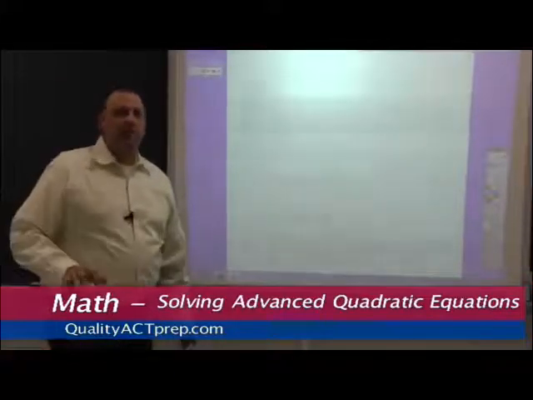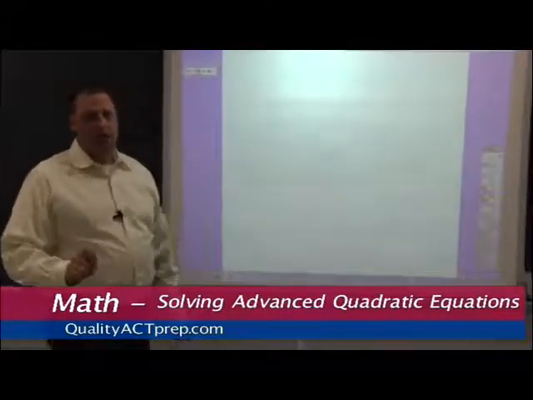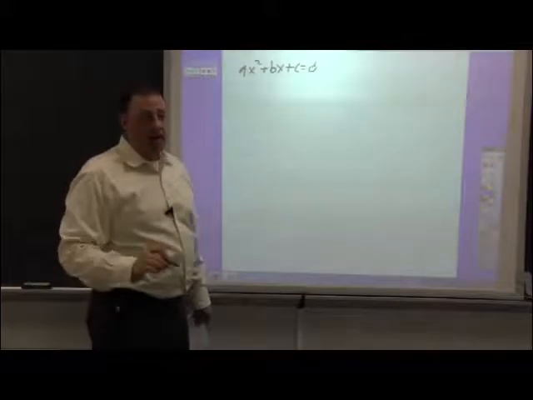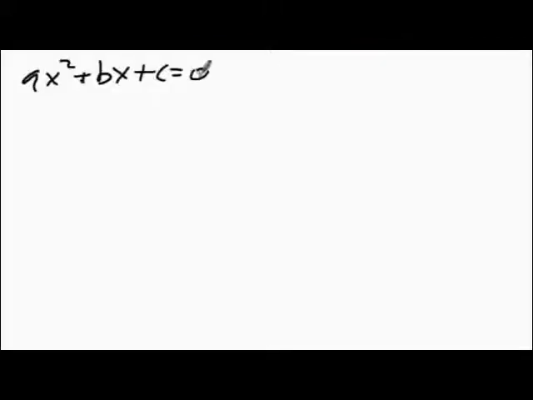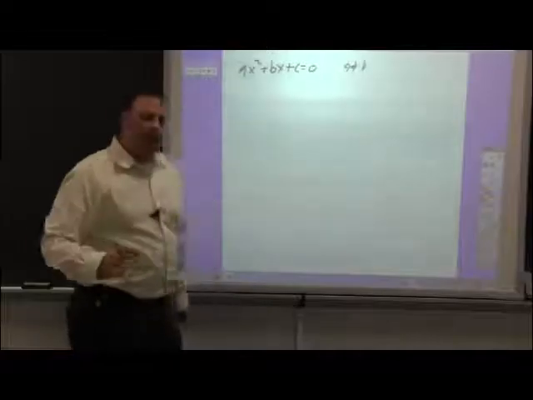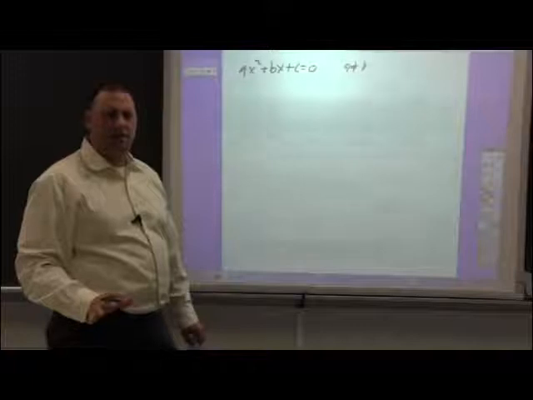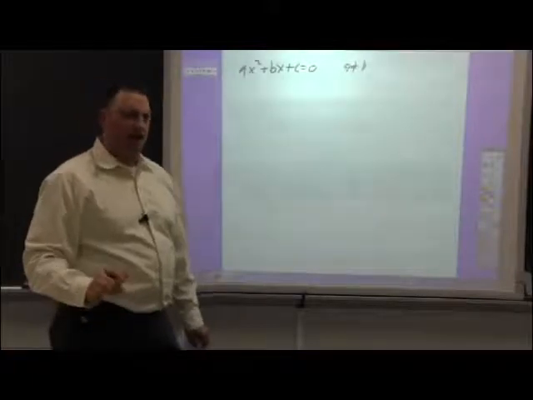Okay, now that we've talked about factoring quadratic trinomials in the form of ax squared plus bx plus c equals 0, we've talked about when a, the leading coefficient, was 1. Now we're going to talk about when a is not equal to 1. This complicates a lot of things, and it makes it harder because basically what you have to do is guess and check.